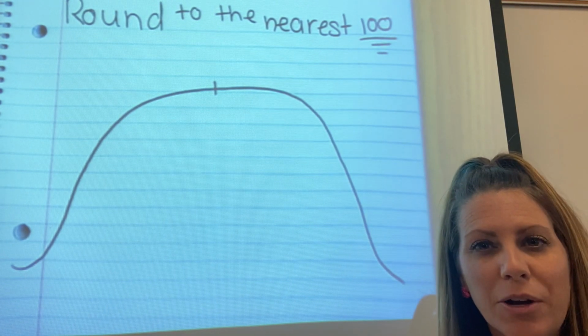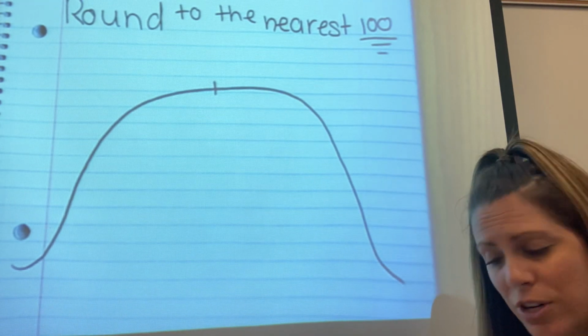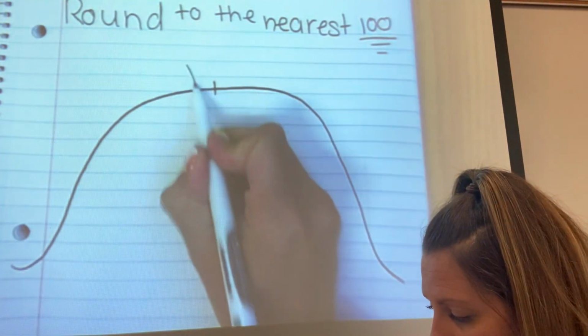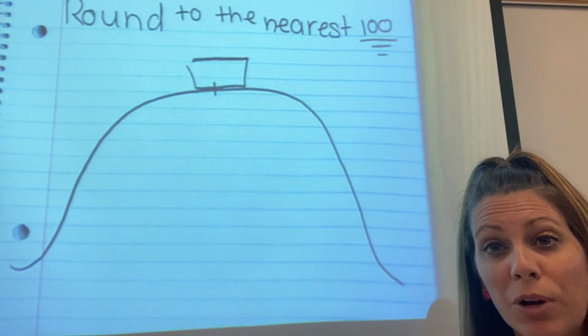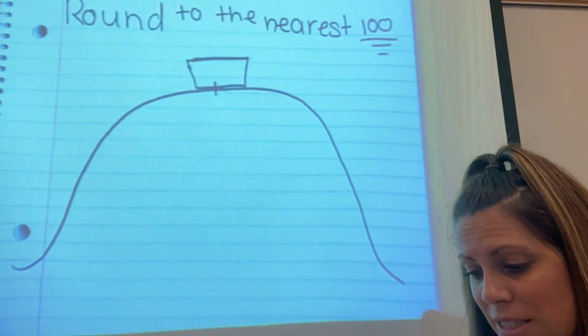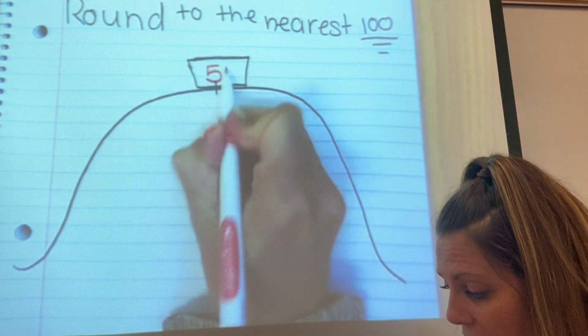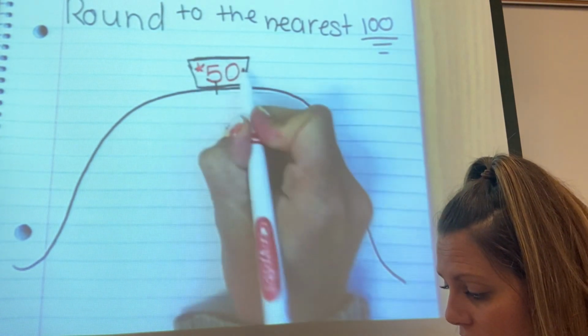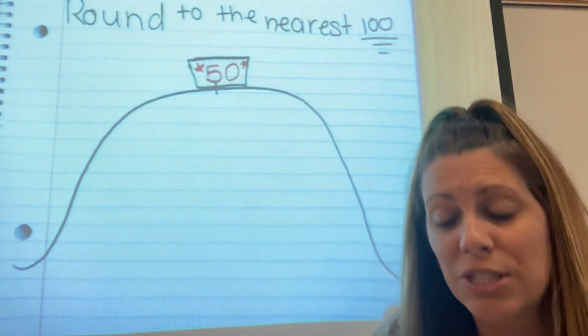We were thinking about our doubles facts. What plus what, or what's the halfway point of 100? That's going to be in our roller coaster today because that is a very important number. Do you know what the halfway point of 100 is? It is 50, okay? 50 is a very important number. That's going to help us with our rounding to the nearest 100.